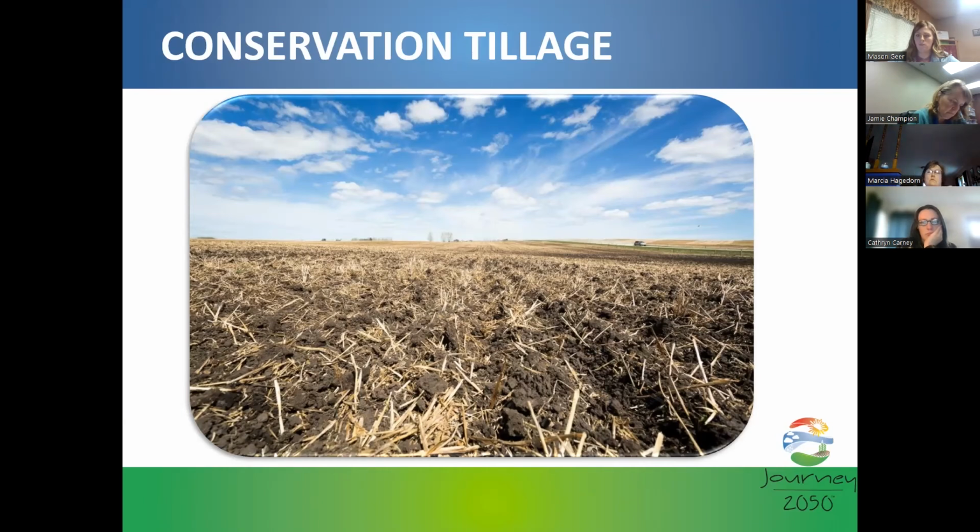But with conservation till, no-till, more of the soil structure is kept intact, which helps the soil retain more water over time. So if the soil structure is damaged with lots of tillage, it can become harder faster. So that I find to be particularly interesting.